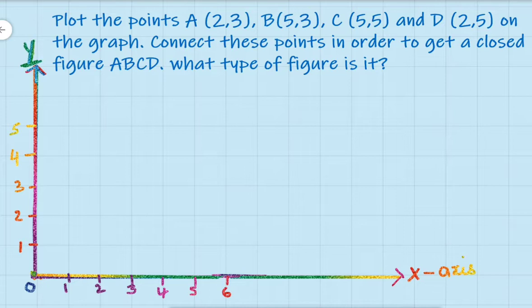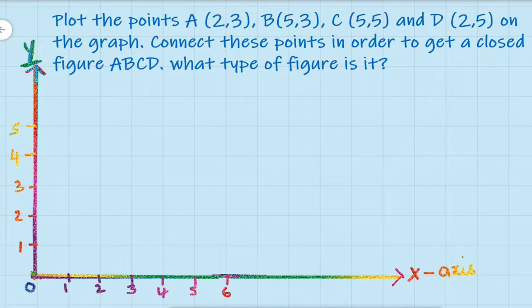Now, what is our question? Plot the points A (2, 3), B (5, 3), C (5, 5), and D (2, 5) on the graph. Connect these points in order. In order means you have to connect A with B, then B with C, then C with D, and then D with A to get a closed figure ABCD. What type of figure is it? First of all, let us plot the points.